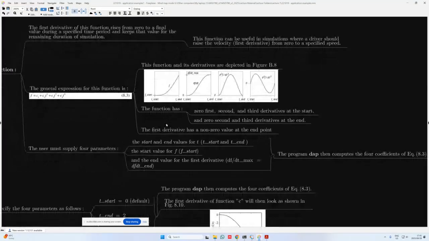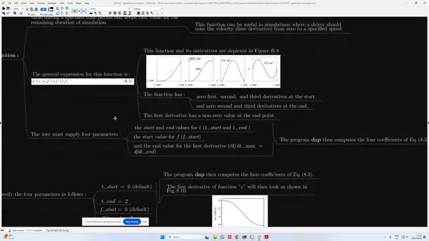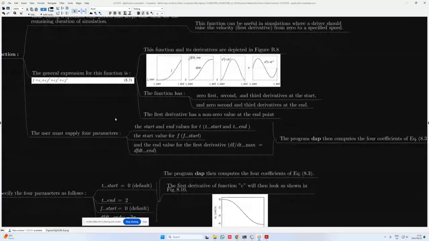Now the first derivative has a non-zero value at the end point. Okay, and that we know from the fact that we want to raise the velocity from 0 to some sort of a specified speed. So since the specified speed will be non-zero, df dt at the end will also need to be non-zero. And the user must then supply 4 parameters as input to the dap type C function.